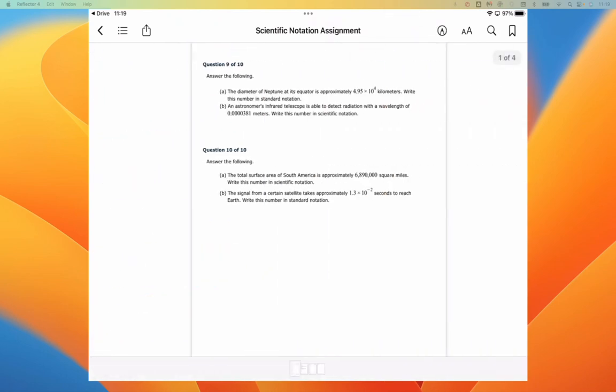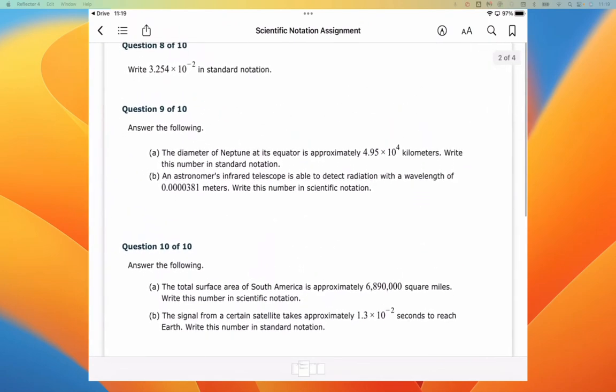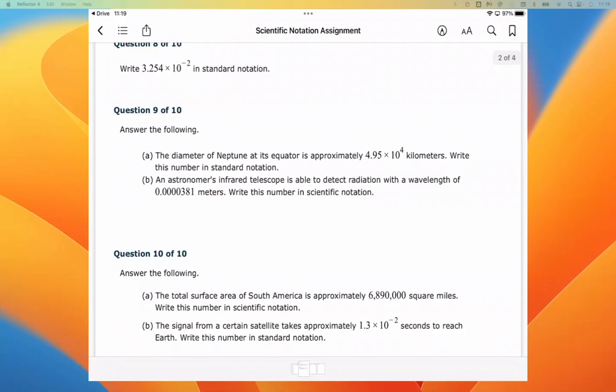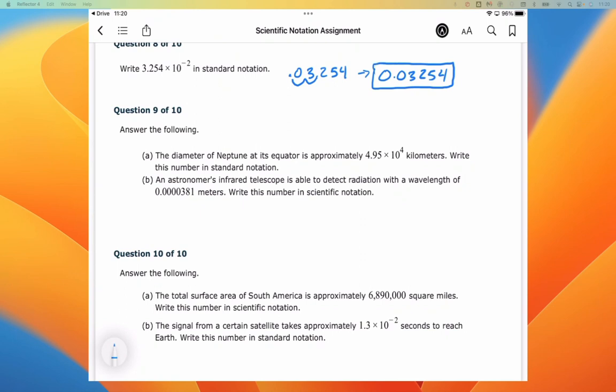Moving on to number 8. So for number 8, we have that number times 10 to the power of -2. So we are moving to the left. This number is going to be less than 1. So 3.254. We're going to take that decimal and go 2 places to the left. 1, 2. And we end up with 0.03254 as our final answer for that one, written in standard form.